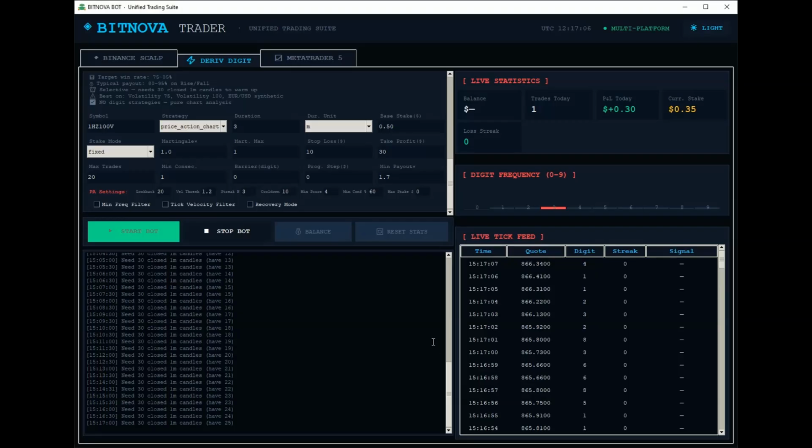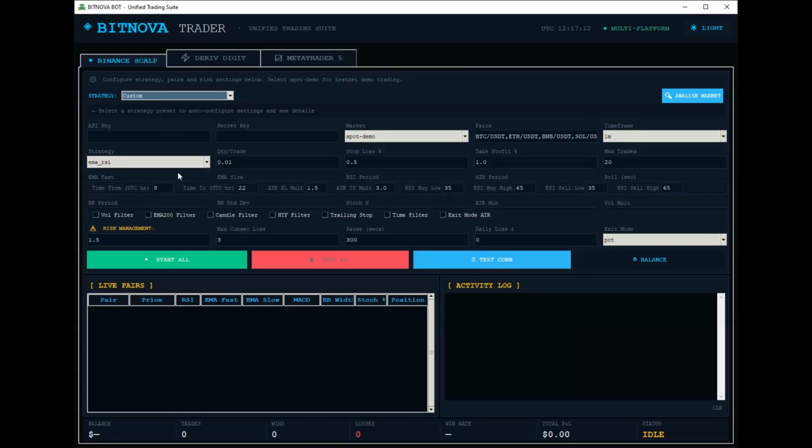No coding. No subscriptions to 5 different tools. Just one app, your broker accounts, and a system that actually explains its reasoning before it places a trade. By the end of this video, you'll understand exactly what it does, how the strategies work, and how to get it running on your own computer in under 15 minutes.